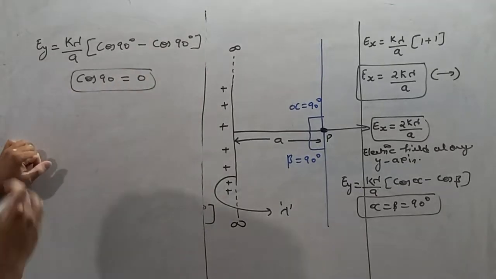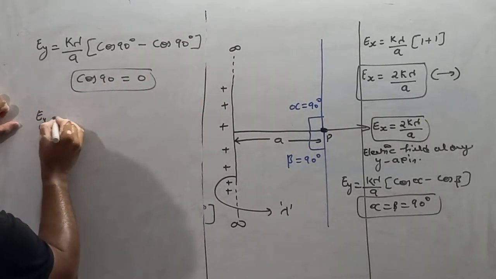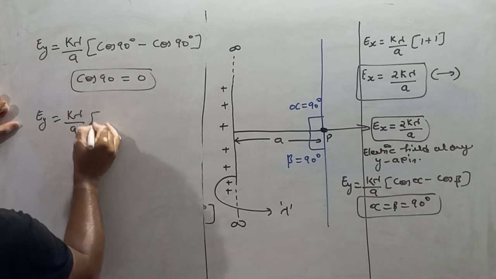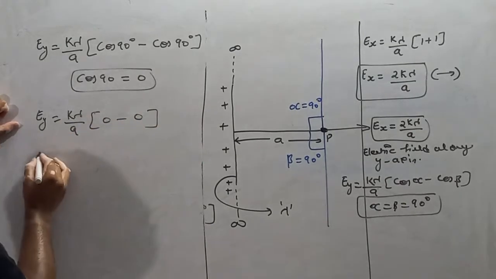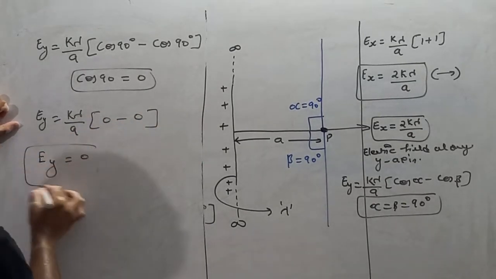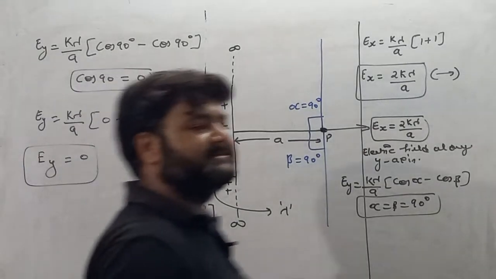0 minus 0 is 0. So Ey is equal to k lambda by a times (0 minus 0), which is 0. 0 multiplied by k lambda by A is 0.